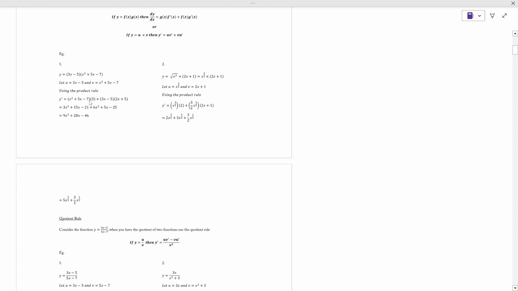And then obviously just open the brackets, right? And you get that. And then just collect like terms, right? So the differentiated function or the gradient function of this using the product rule is this over there.